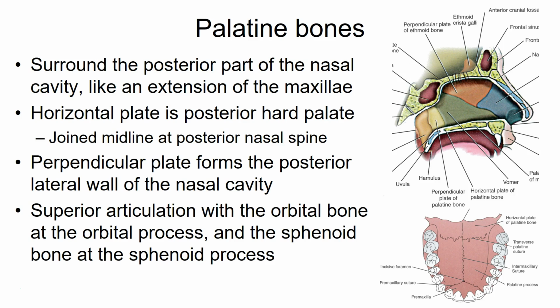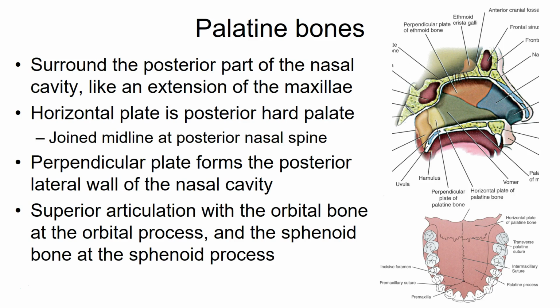The palatine bones surround the posterior part of the nasal cavity, acting like an extension of the maxilla. The posterior part of the hard palate is the horizontal plate of the palatine bone. These are joined at the midline by the posterior nasal spine. The perpendicular plates of the palatine bone form the posterior lateral walls of the nasal cavity.